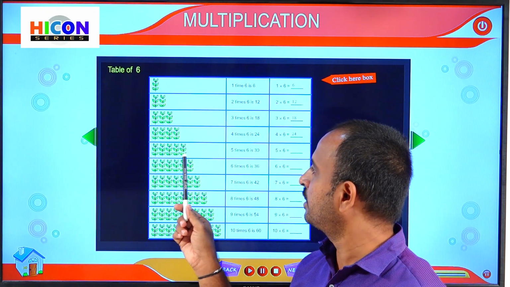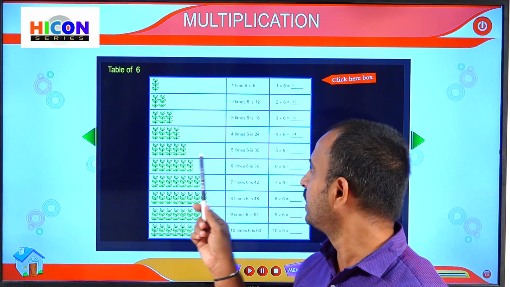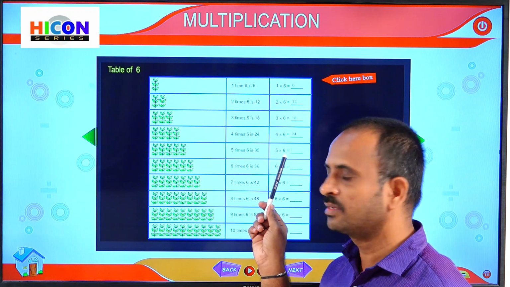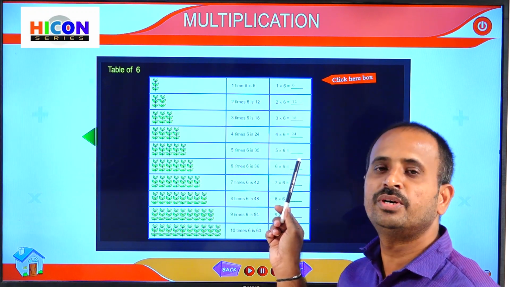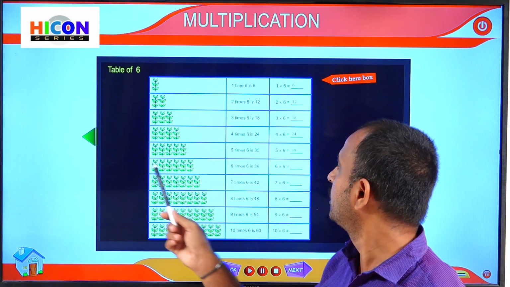So children, see the next one. How many groups are there? There are total 5 groups. Each group has 6 leaves. That is 5 times 6. And it can be written as 5 into 6. 5 6 jar. Children, how much? 30. That means total there are 30 leaves.